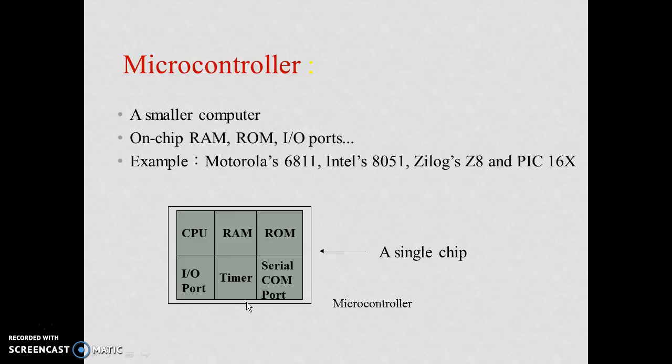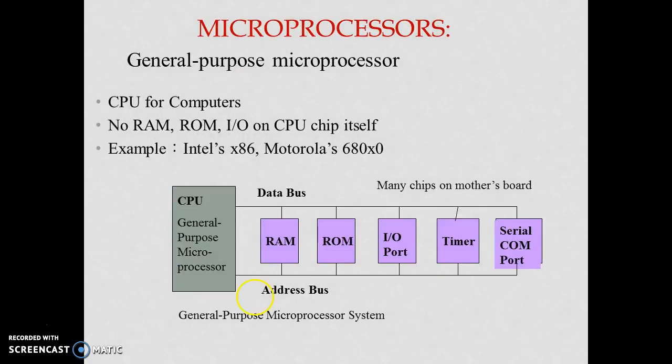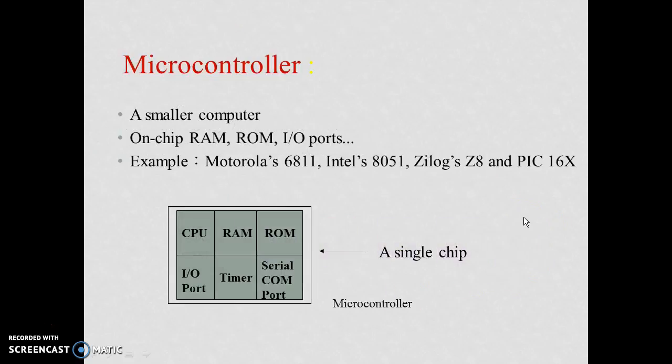For a microcontroller, there is no need for external I/O ports, external RAM, ROM, timer, and serial I/O. But in the case of a microprocessor, we need these external devices. We need to attach external devices. Similarly, for memory mapping, we need a certain mechanism, but for the microcontroller, no external mechanism is required. So it is a computer on a chip.